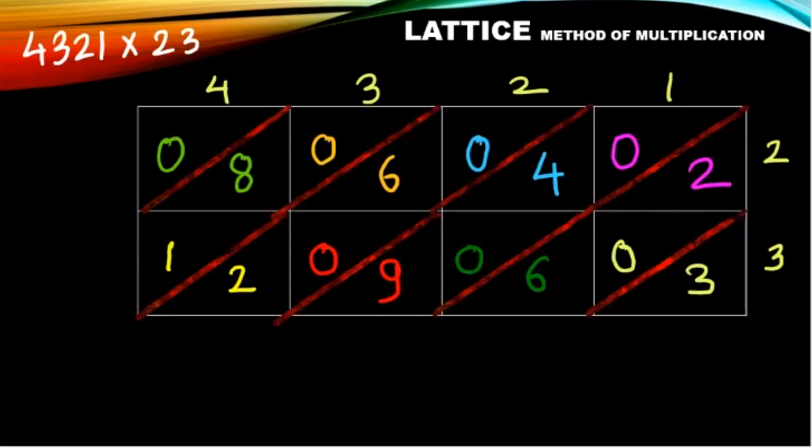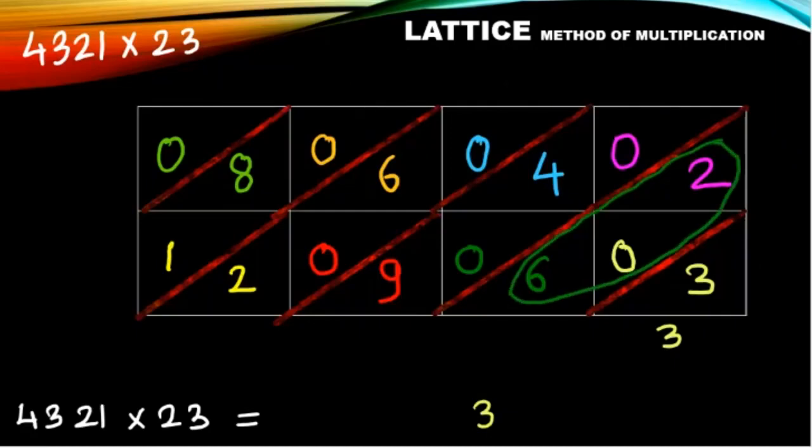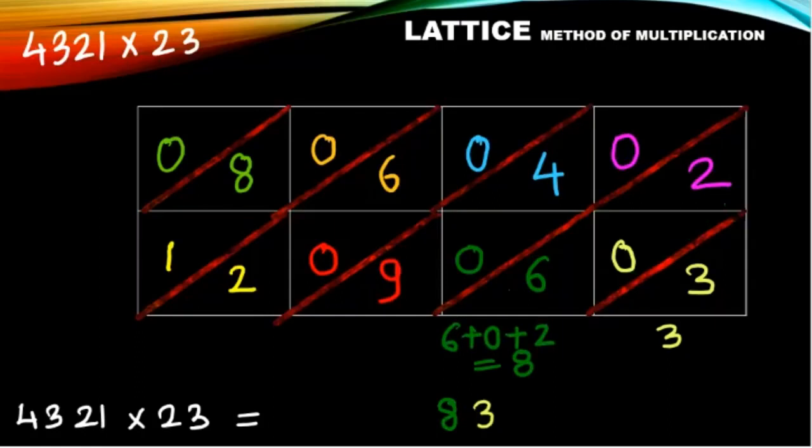So children, here we have to consider the diagonals one by one. Let us start from the right side. First diagonal is 3. So we will write down this 3 at the unit place of the answer. Then we will consider the next diagonal, which I am showing you by green color. In this we have to add all the numbers, that means 6 plus 0 plus 2 is 8. So 8 will go on the tens place in the answer.